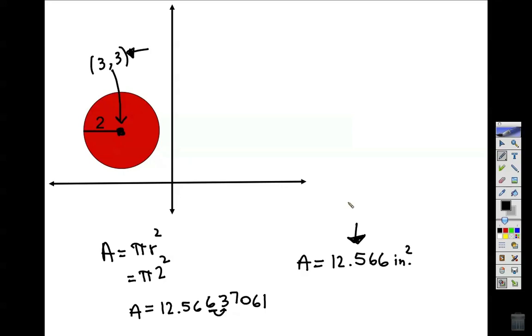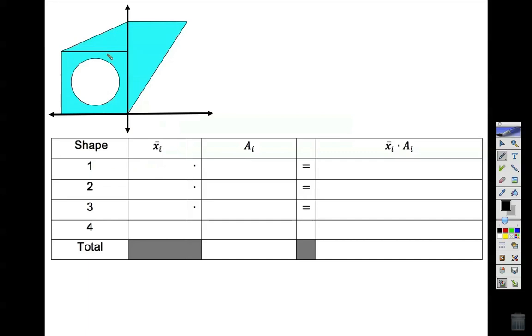Right, now moving on to the table, the easier parts. Again, this is going to be the hardest part, finding the ordered pairs. We had said this is shape 1, 2, 3, and 4. This means the x location of the centroid of shape 1, area of shape 1, and we're going to multiply the centroid and the area over here.